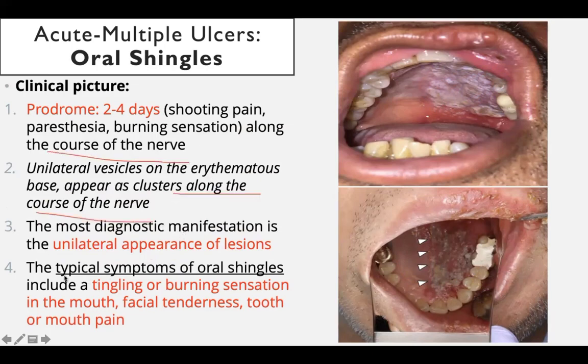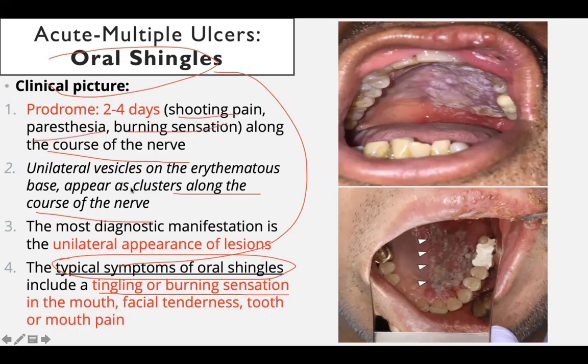Shingles. Perfect. The typical symptoms of oral shingles. Oral manifestation: acute oral ulcers. Symptomology includes a tingling or burning sensation, shooting pain, paresthesia, prodrome, oral shingles.